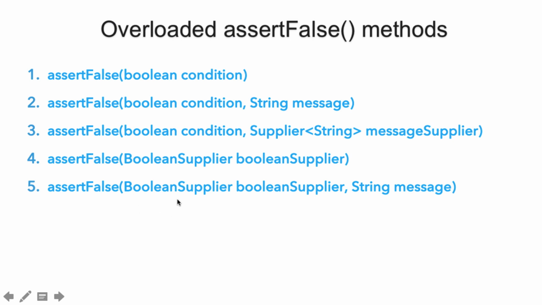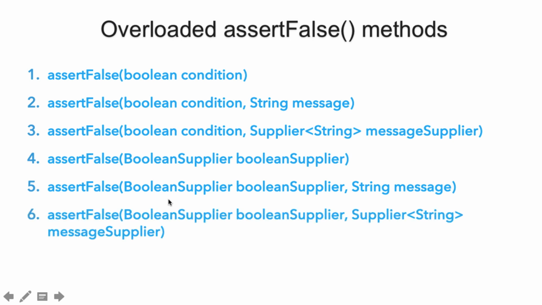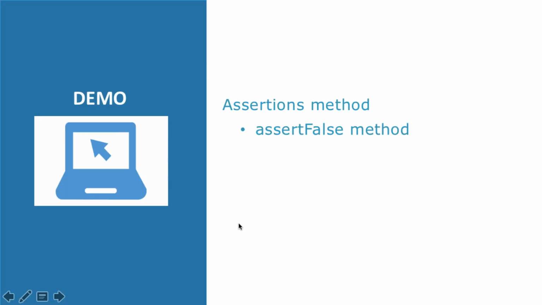The fifth method is exactly the same as the second method, with the only difference being that the first parameter is a BooleanSupplier which supplies the boolean value which we want to assert. And the sixth overloaded method is exactly the same as the third overloaded method, with the only difference being that instead of a boolean condition we are providing a BooleanSupplier, which is a functional interface. So friends, let's go to Eclipse and see the demonstration of the assertFalse method.